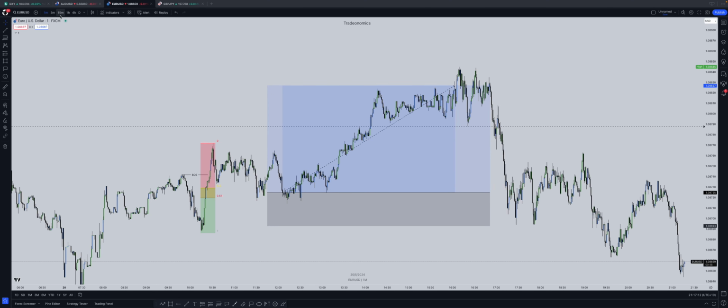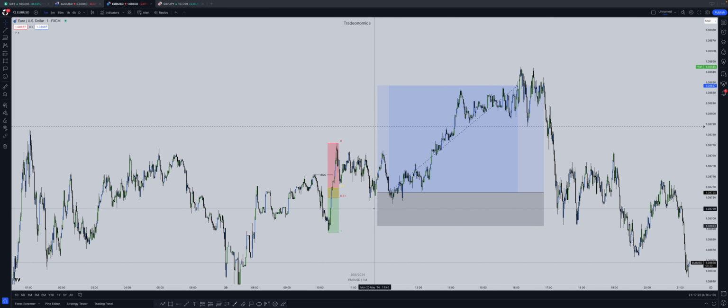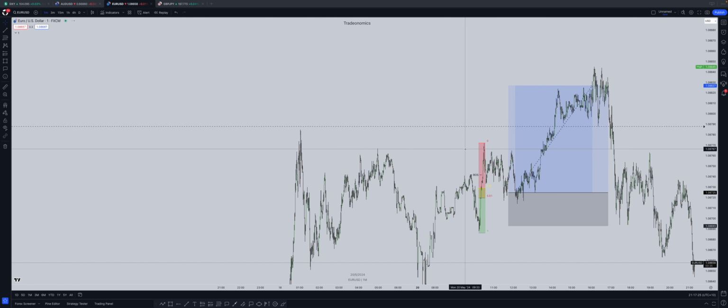Welcome to another trade recap on Euro USD. So this was the trade we took today. Monday morning, Asia session, 12 o'clock. So very easy, simple continuation pattern, right?